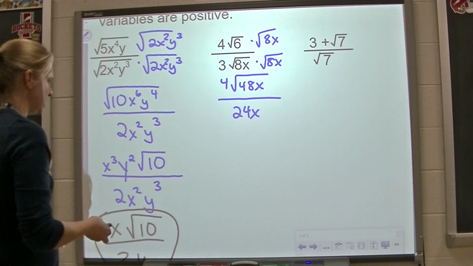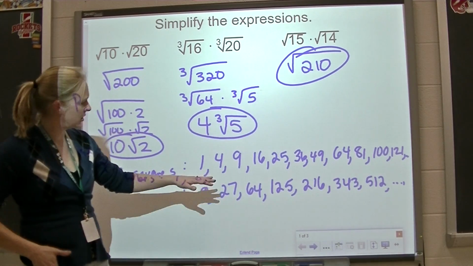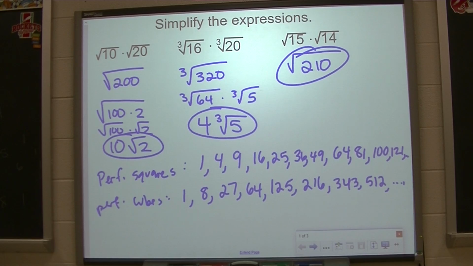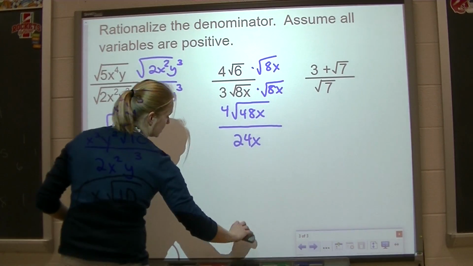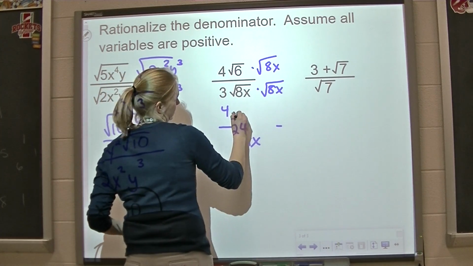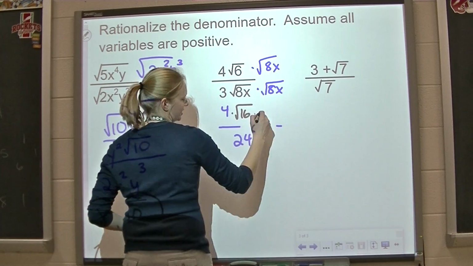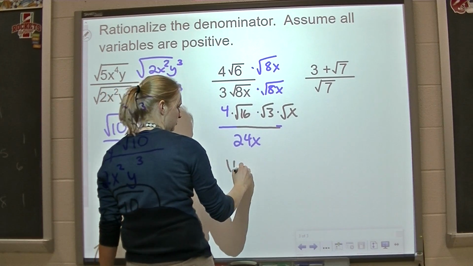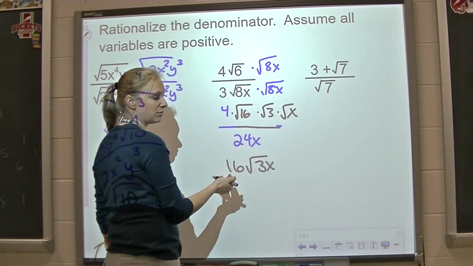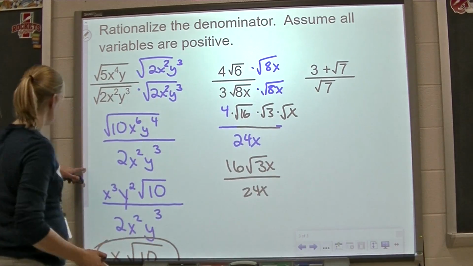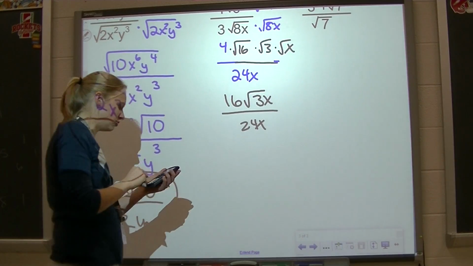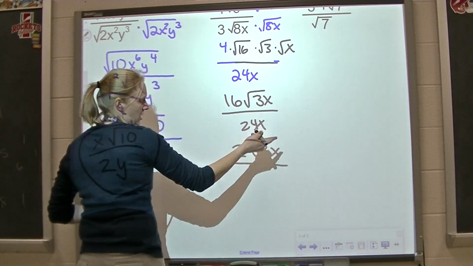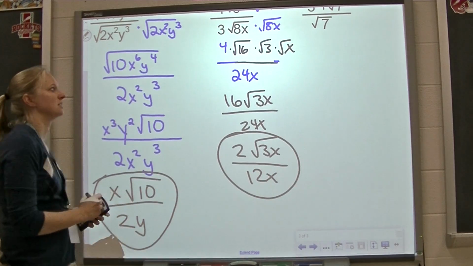Okay, now let's see if the square root of 48x can simplify. My perfect squares I already have listed here. I think 16 might work, so let's try 48 divided by 16, and that is right, 16 and 3 are my factors of 48. So I can rewrite this as 4 times the square root of 16 times the square root of 3 times the square root of x. And the square root of 16 is 4. 4 times 4 is 16. So this is really 16 square root of 3x, because neither of those can simplify, all over 24x. Which again can be simplified further, because 16 and 24 are both divisible by 4. And actually one step further, they're both divisible by 8. So 16 divided by 8 is 2, so it's 2 square root of 3x over 3x. So that is that simplified.